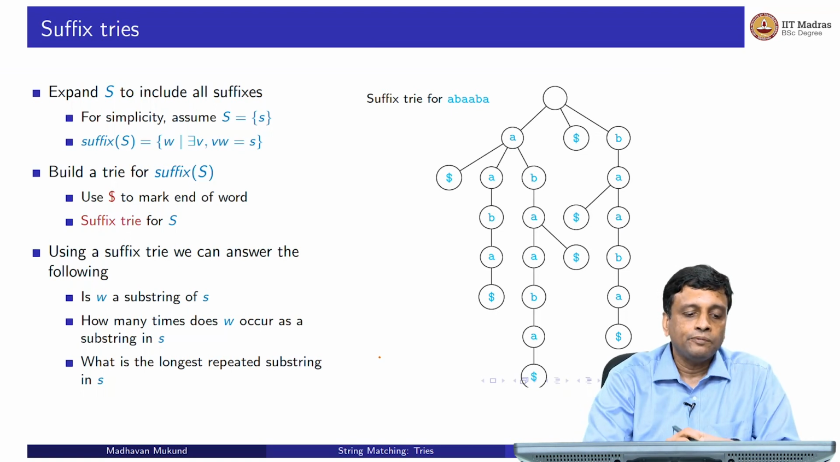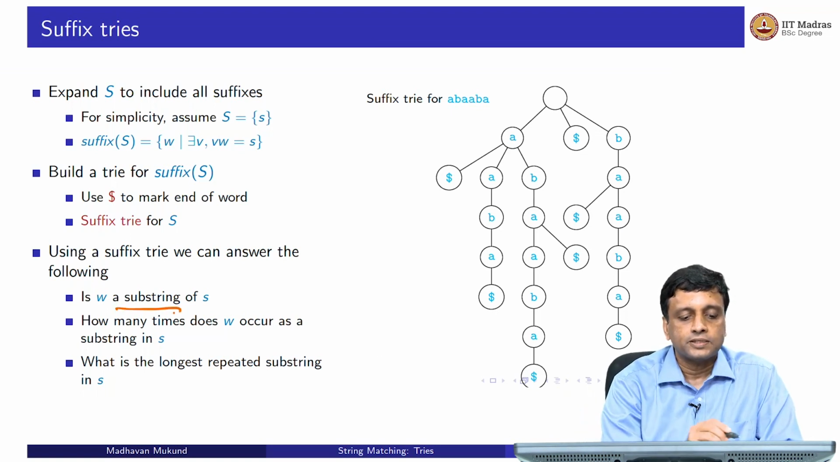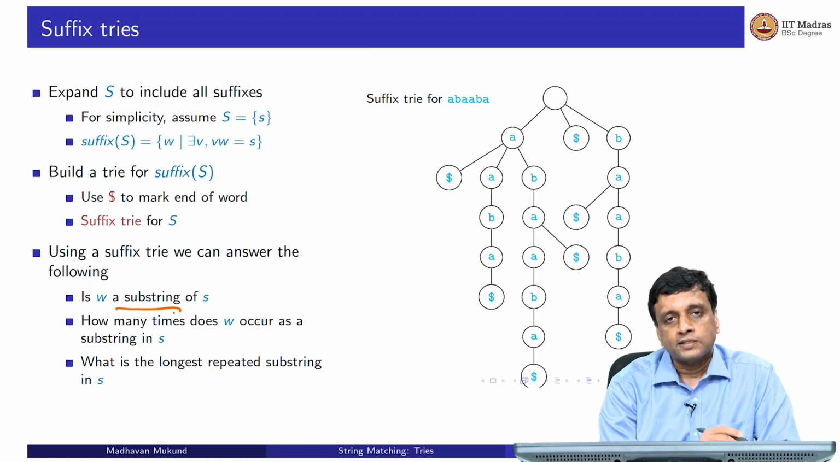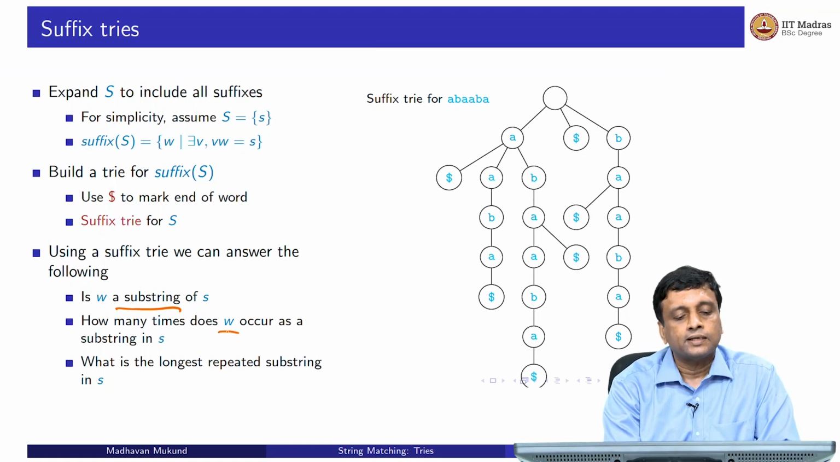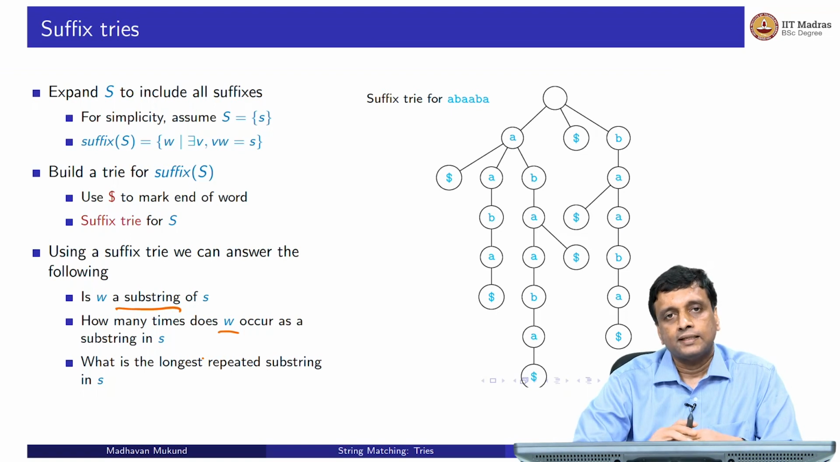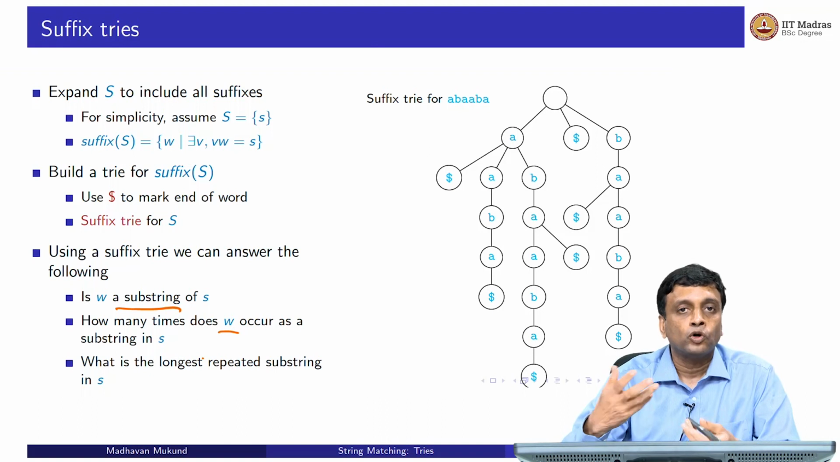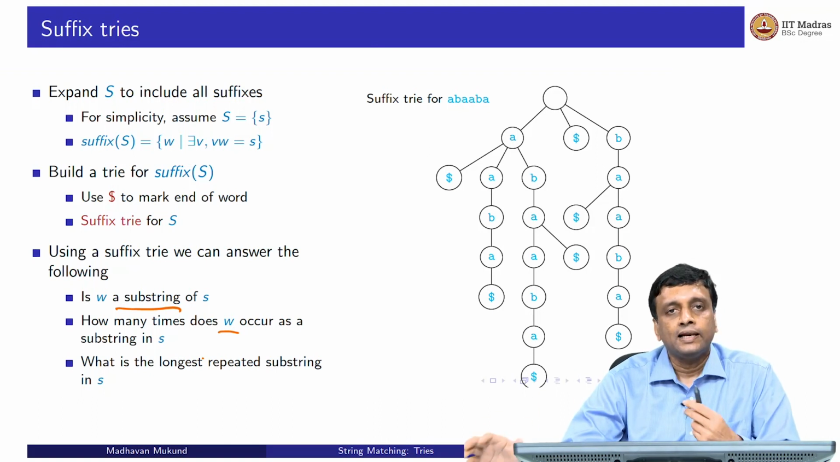So with a suffix trie we can answer that question, is W a substring? We can also answer questions like this: how many times does it occur as a substring, and which is the longest repeated substring? So these are some of the questions that we can answer. With a suffix trie we can answer more questions than we can with a vanilla trie, which just keeps track of the words themselves.